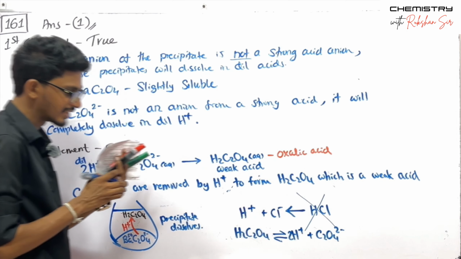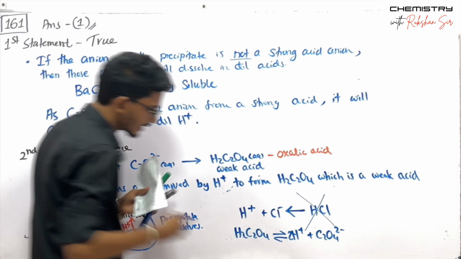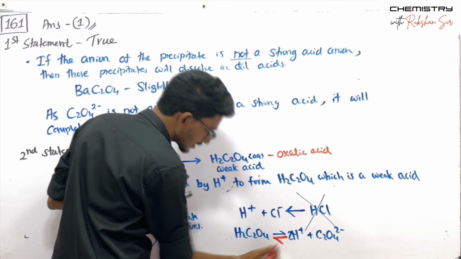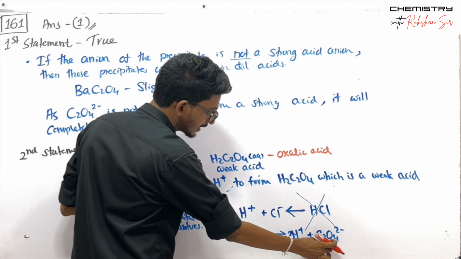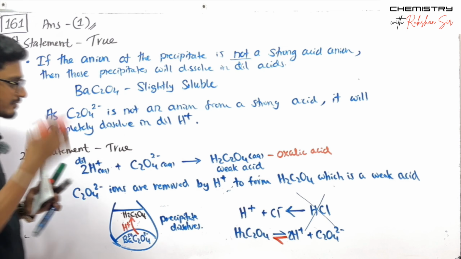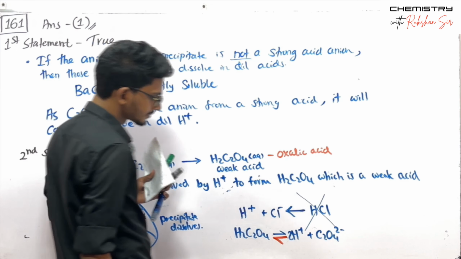That means the reverse reaction is possible. Reverse reaction is possible. H plus connects with the oxalate ions to come up with the oxalic acid. But with HCl that is not possible.